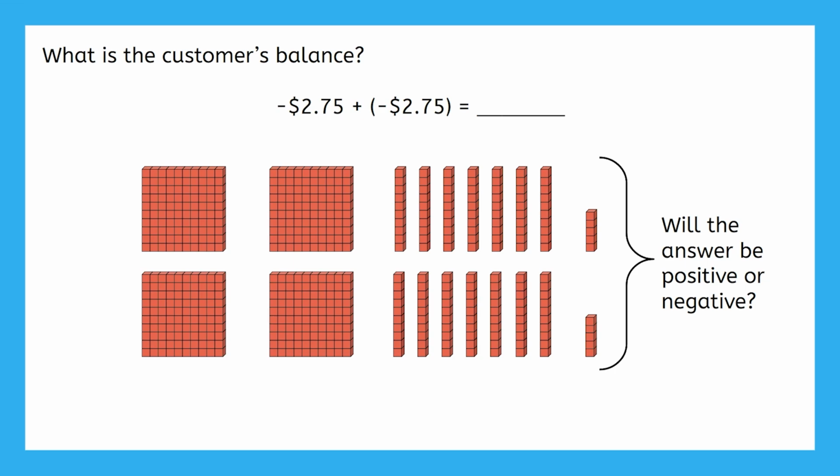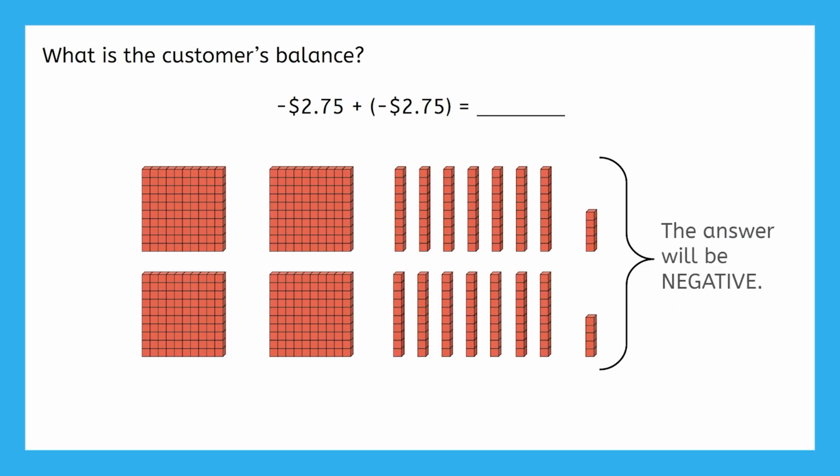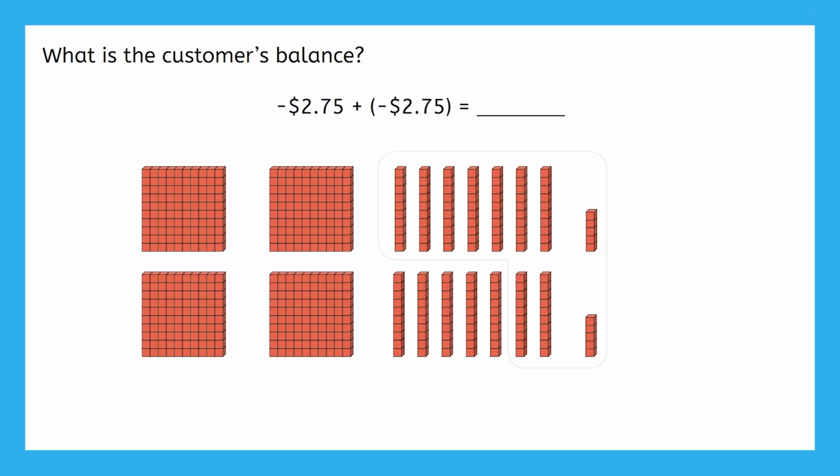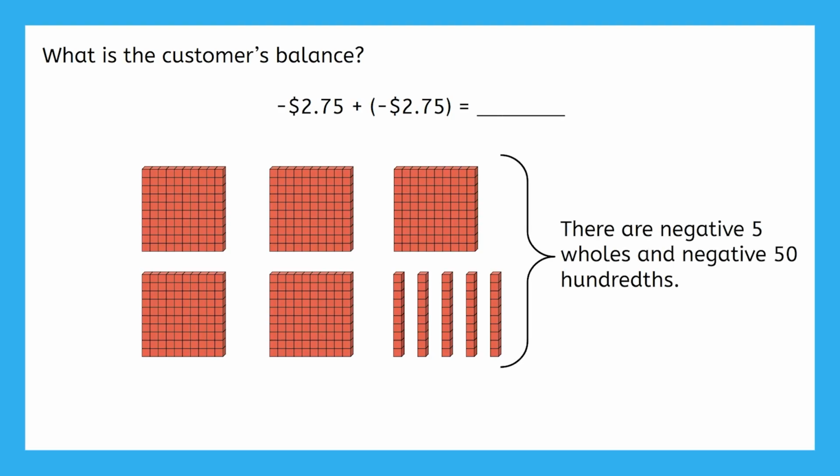Adding together negatives creates an even bigger group of negatives, so the answer will be negative. We could start by combining the negative 75 hundredths with negative 25 hundredths to form another whole. The total is represented by negative 5 wholes and negative 50 hundredths, which means the customer's balance is negative $5.50.